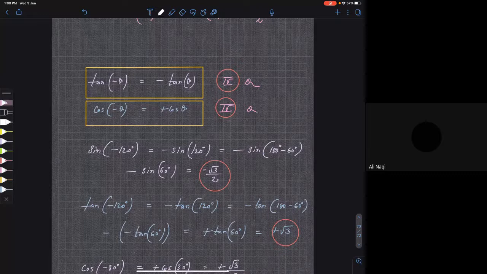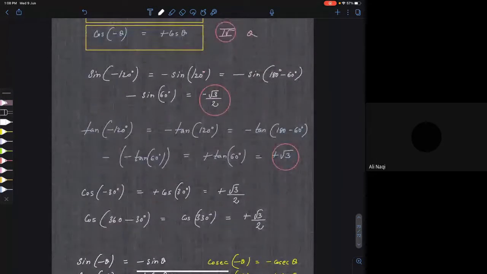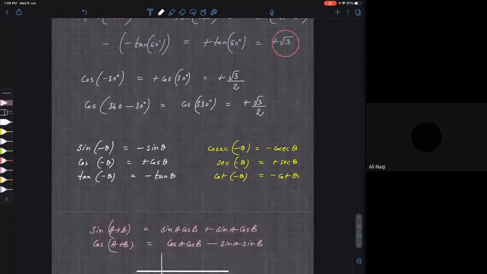See, minus theta lies in fourth quadrant if theta is an acute angle. Then obviously cos will be positive, and sine and tan will be negative because it is lying in fourth quadrant. But if theta is obtuse, minus theta will lie in third quadrant. When it lies in third quadrant, sine will be negative, tan will be positive, and cos will be negative. Let us check for cos and I will end the lecture.